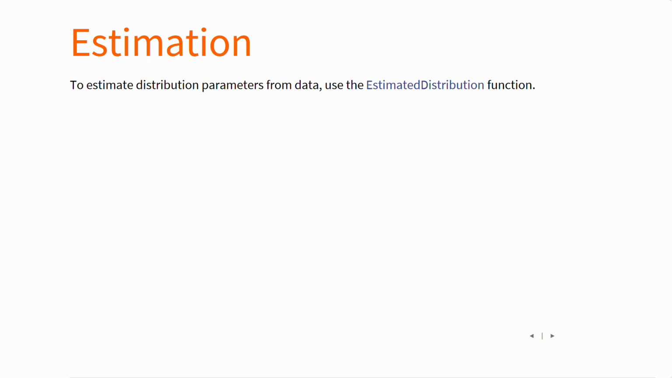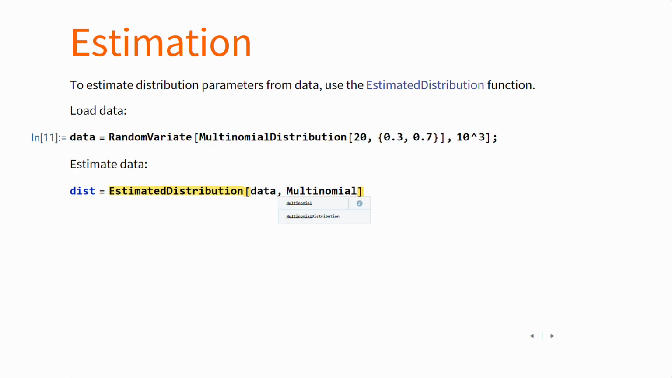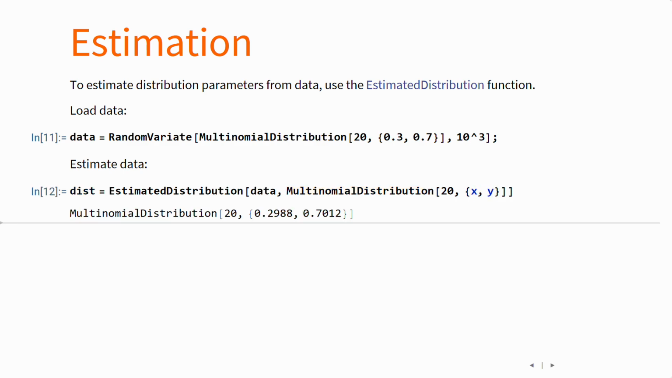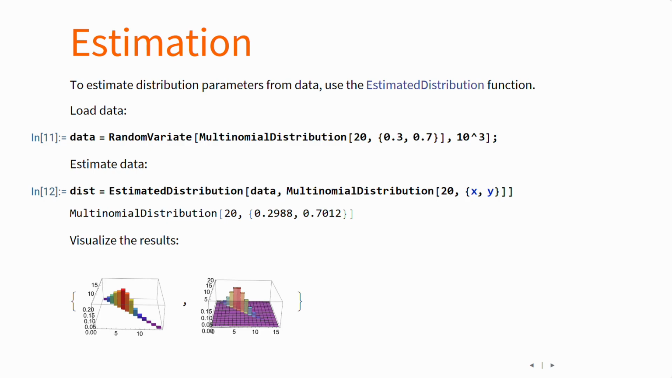To estimate the multinomial distribution, load the data and estimate it using EstimatedDistribution. Notice for multivariate distributions, you can't use the FindDistribution function, as this only applies to univariate distributions. So you're forced into using EstimatedDistribution in this case. As always, you can verify those results by plotting the data against the estimation.